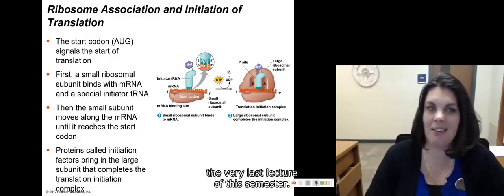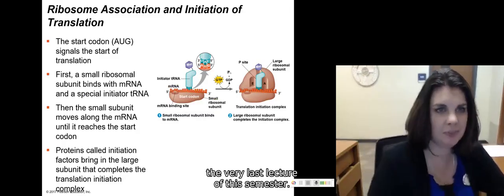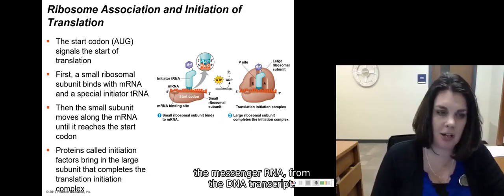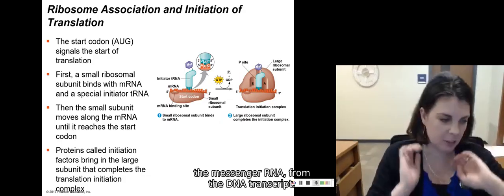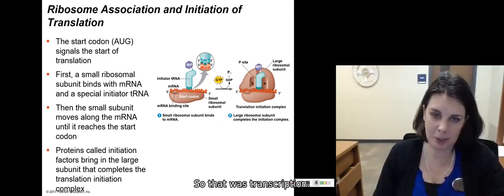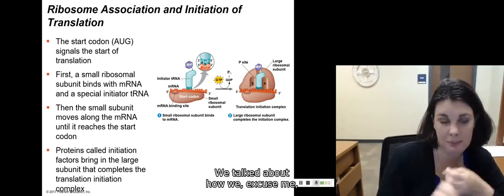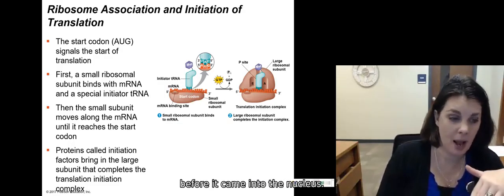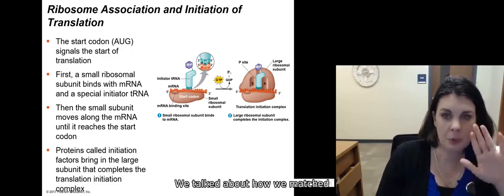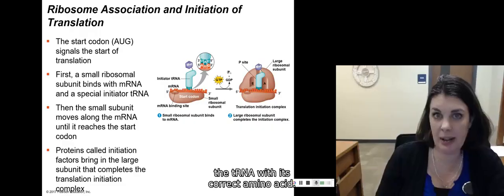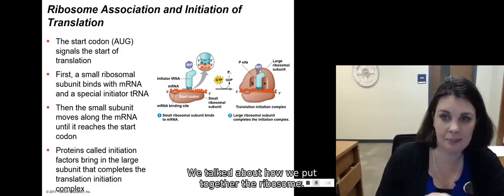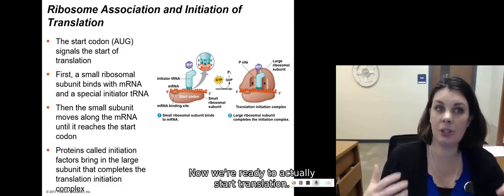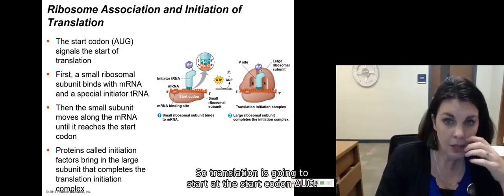Okay, you have made it to the very last lecture of the semester. So we have talked about how we made the RNA, the messenger RNA, from the DNA transcript. So that was transcription. We talked about how we processed that RNA before it came into the nucleus. We talked about how we matched the tRNA with its correct amino acid. We talked about how we put together the ribosome. Now we're ready to actually start translation.